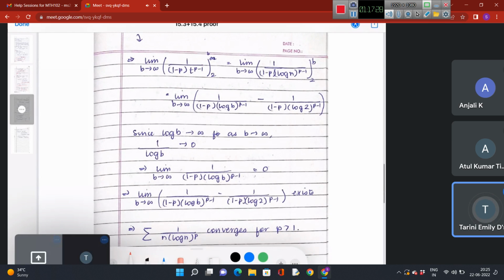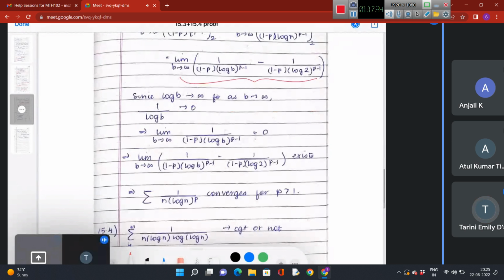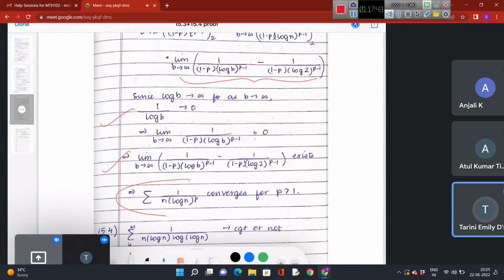When we do that, we substitute t is equal to log n in the denominator. Since log b will diverge to infinity, 1 upon log b will obviously converge to 0. And therefore, that limit exists. The limit of this integral exists, and so by the integral test, the series will converge.